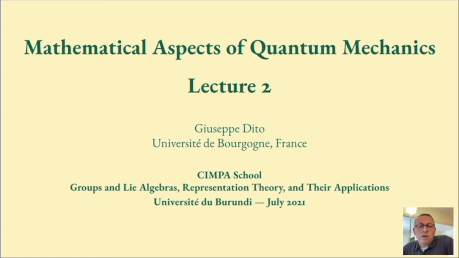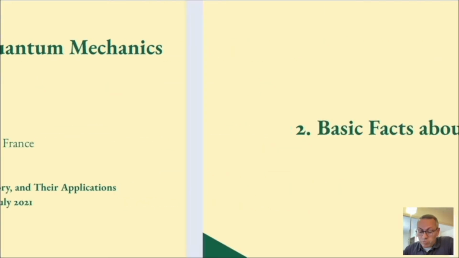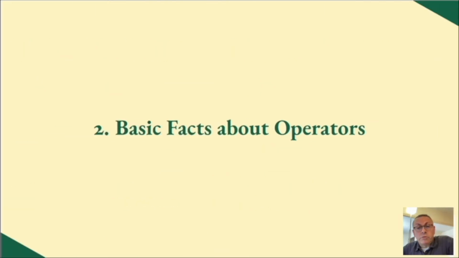Everybody, welcome to the second lecture of my course on mathematical aspects of quantum mechanics. The goal of the lecture today is to give you a background on operator theory on Hilbert spaces, and we will see different kinds of operators: bounded, closed, self-adjoint, and so on. The course might be a little bit abstract, but there will be many examples that will help you to grasp the notions that we will cover.